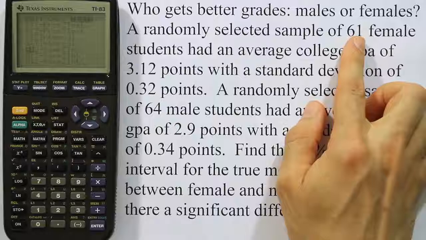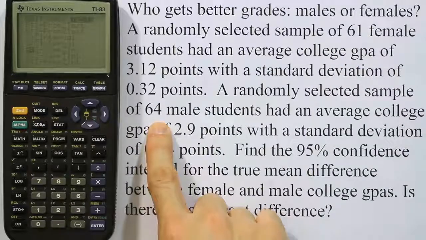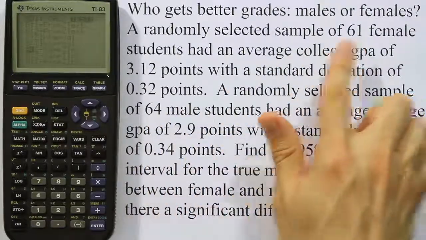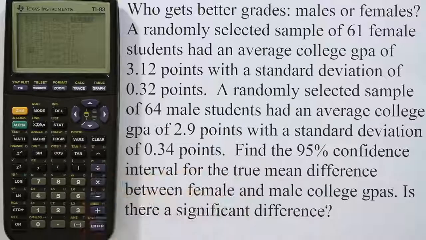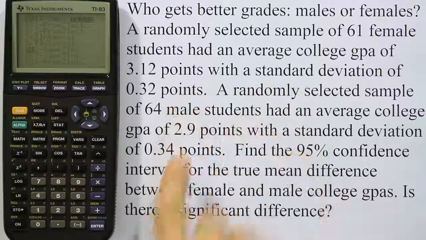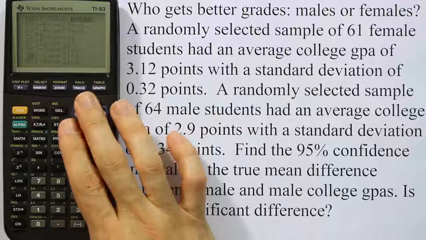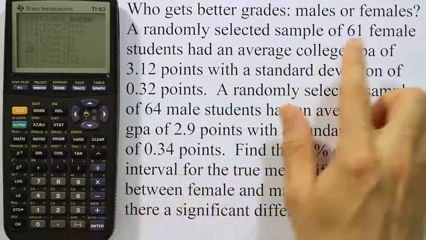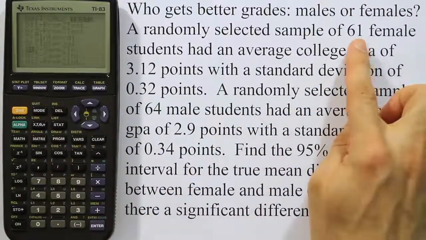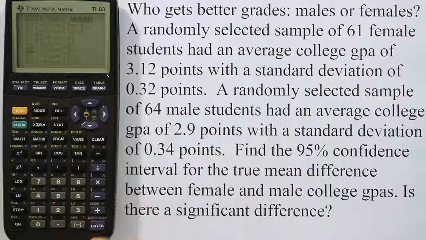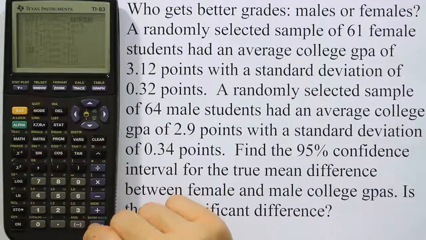We have 61 here and 64 here. If you're using the approach where you're looking at large sample sizes to determine whether you use z or t, then in this case we would use z. If you're looking for the idea of having the population standard deviations be known, then of course you would use the two sample t interval. It just depends which technique you're using to pick between z and t. We're going to choose z because of the large sample size, so we're going to take option 9 in my calculator, the one that says two sample z interval.